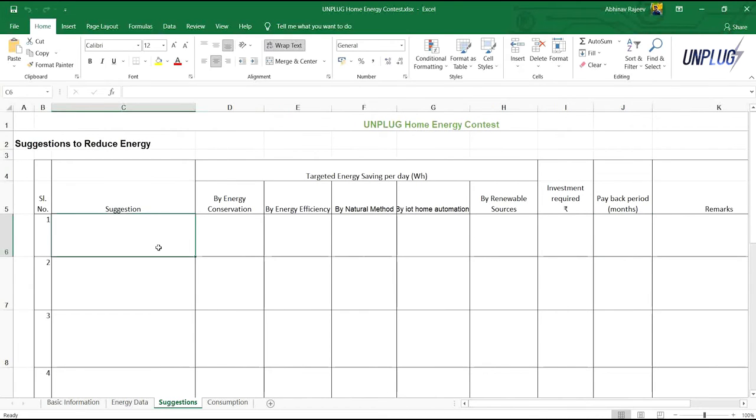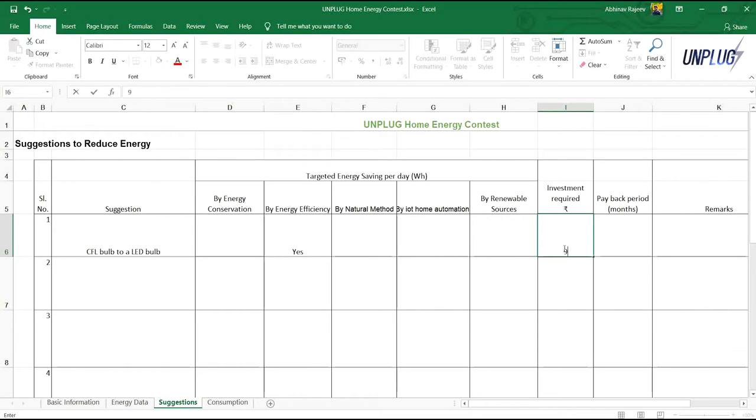You're suggesting that you're changing your CFL bulb to an LED bulb, right? So that's energy efficiency. I have already told you the difference between energy efficiency, conservation and management, right? So what is the investment required? To dispose of a CFL bulb and to buy an equivalent LED bulb, you have to invest at least 100 rupees, or say 90 rupees. You can get better LED bulbs these days.